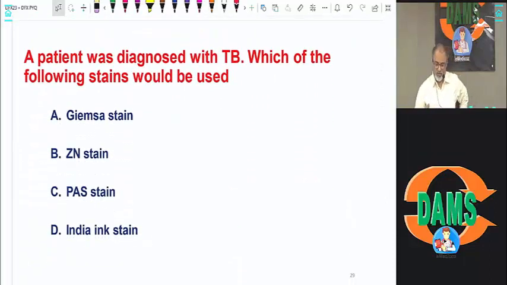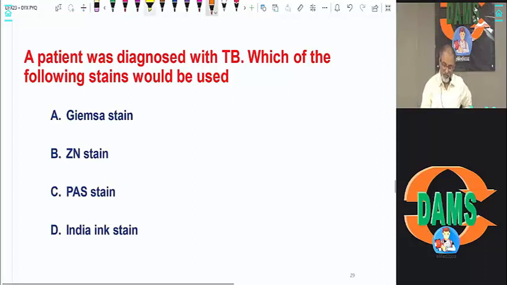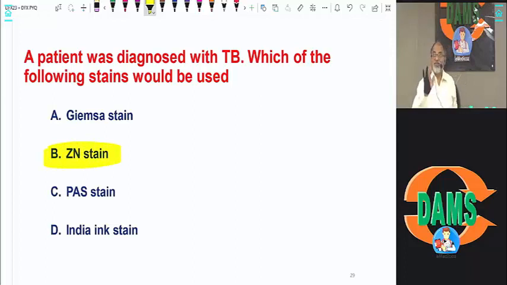Patient was diagnosed with TB. Which stain? Ziehl-Neelsen stain. These are all LKG questions. If you studied, it is easy. If you didn't study, it's a tough question. The same question will look tough if you're not prepared well. That's the problem. If you prepare well, it is a very silly question to you.